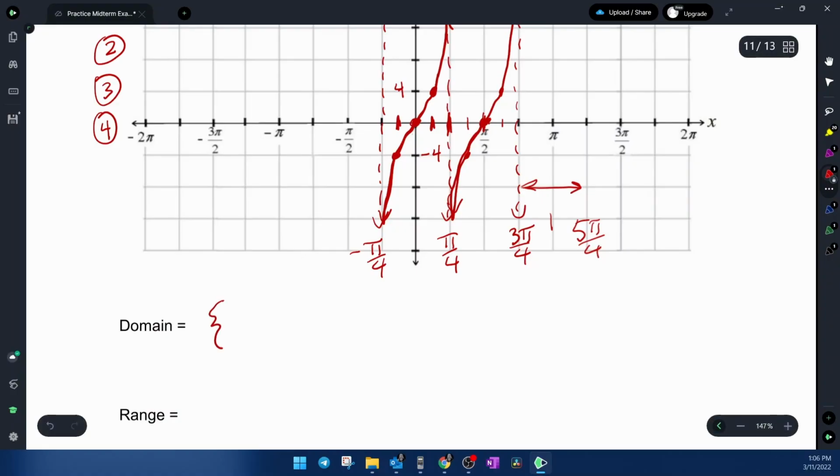That's going to be handy when we write the domain. So in set notation, the domain is going to be the values of x such that x cannot be wherever the asymptotes are. Notice that the asymptotes appear to be at odd multiples of pi over 4. So how would I write that? I would say pi over 4 times k, where k is an odd integer.